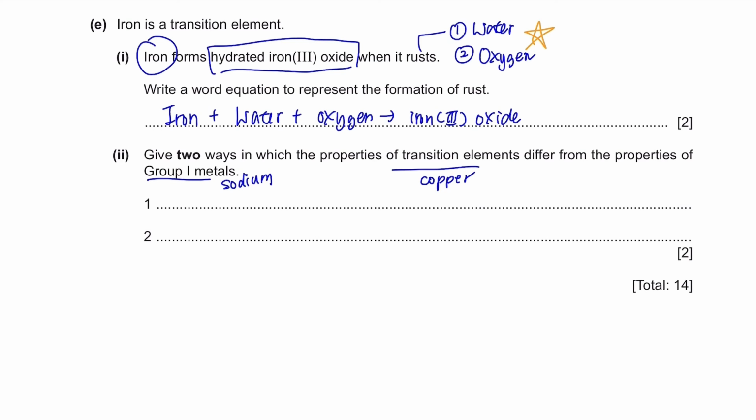The next thing is copper can form colored compounds. So it can be blue, green, and so on, but for sodium, they're just white. And also a very distinct feature is that copper has several oxidation numbers such as +2, +3, but for sodium, it's just +1. Well, other than these points, we have that transition elements act as catalysts and they have higher melting points.